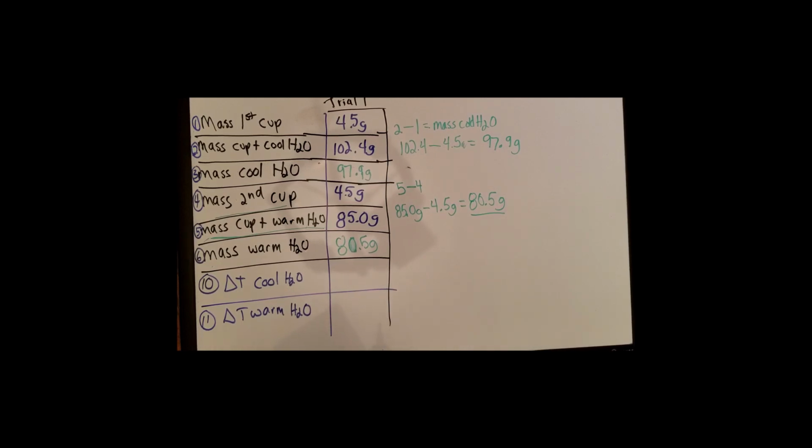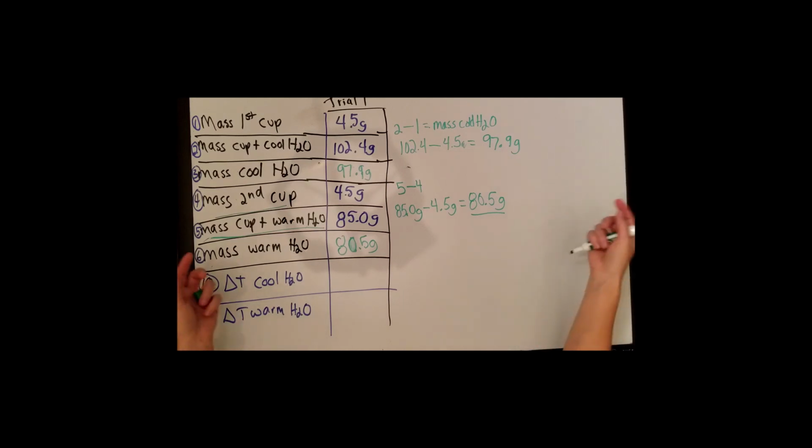Now notice, in your table, I left out rows 7 and 8. Those are the temperatures of the cold and the temperatures of the warm. Now, before we mixed the warm and cold together, we took the temperatures of both of them right before we mixed them together. By doing that, we get a more accurate temperature.